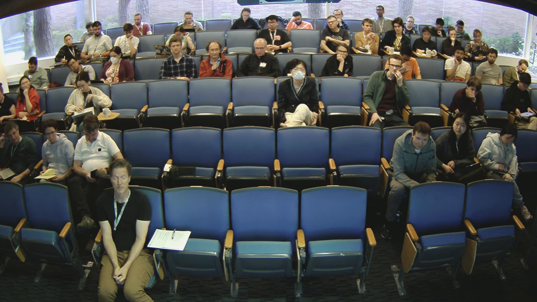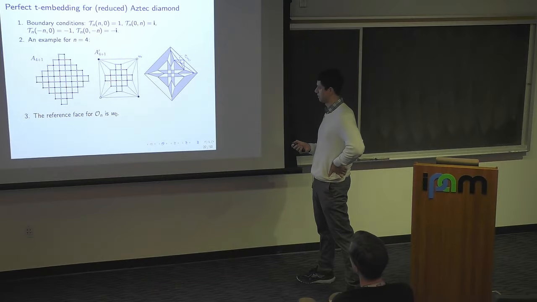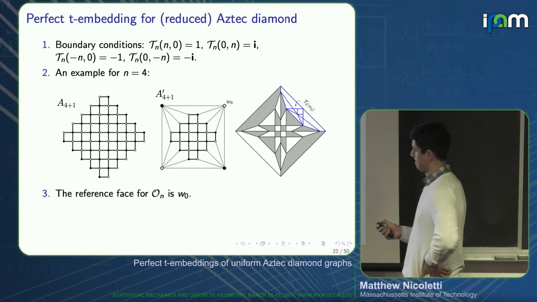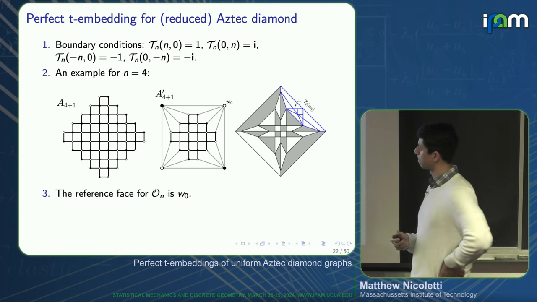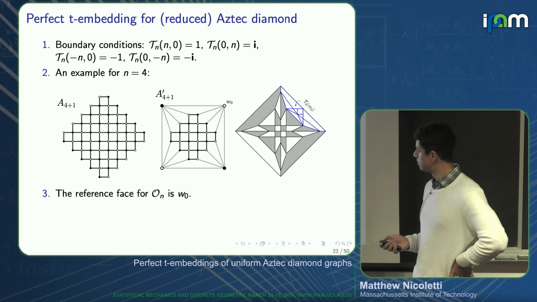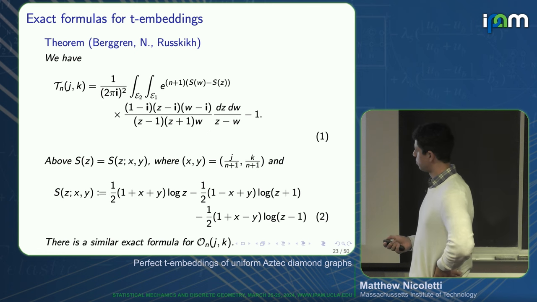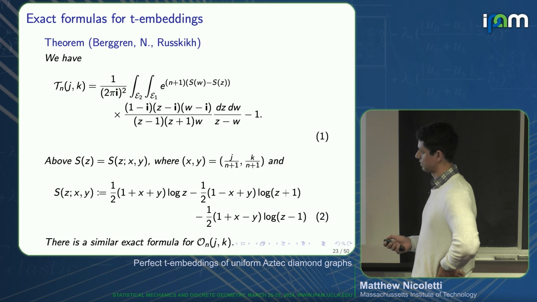Okay. For the origami map, we choose this face here. In blue here, we've shown the image of these edges under this folding procedure, which defines the origami map. This is our reference face for the origami map. Okay, so one of our main results is that we give an exact formula describing the position of the embedded dual vertex at position jk of the Aztec diamond.